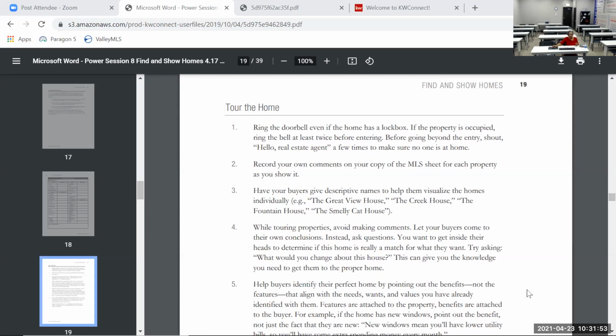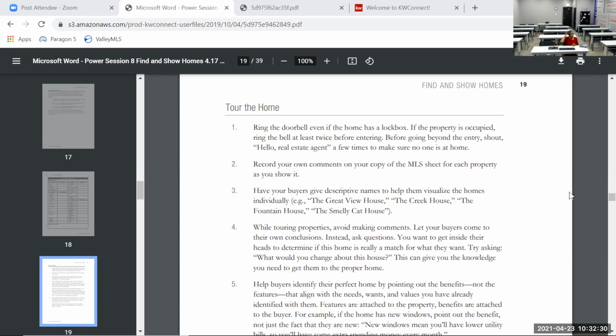While touring properties, you should avoid making comments. Let your buyers come to their own conclusions. You shouldn't say, oh, that paint is an ugly color, or, oh, that's an awkward place for the bathroom to be. Let your buyers come to their own conclusions. But now you can ask questions. You want to get inside their heads to determine if the home is really a match for what they want. Try asking, what would you change about this house? This can give you the knowledge you need to get them to the proper home.